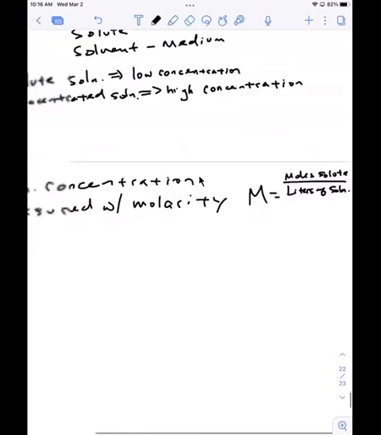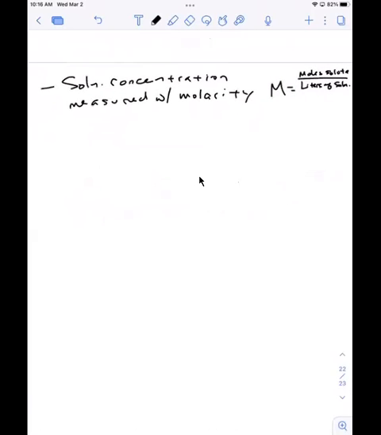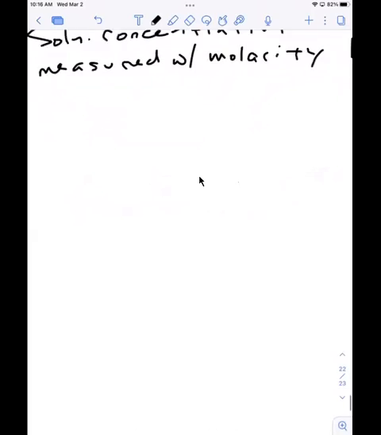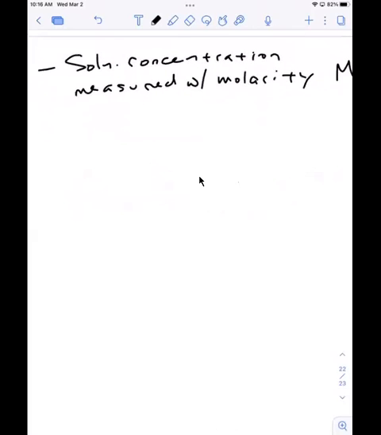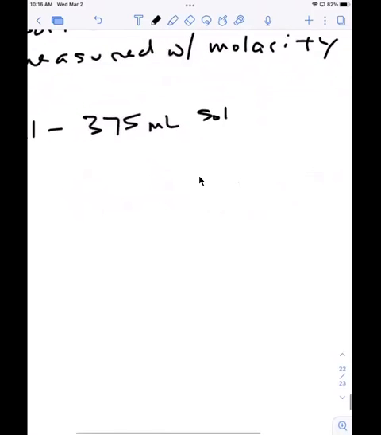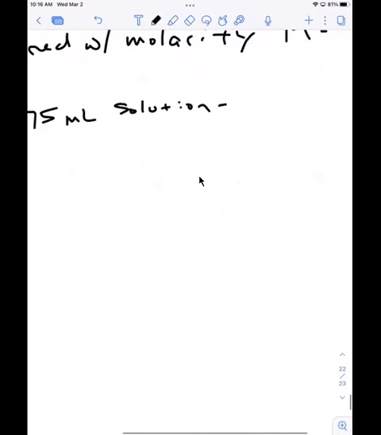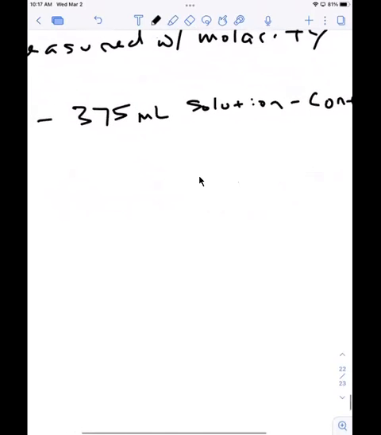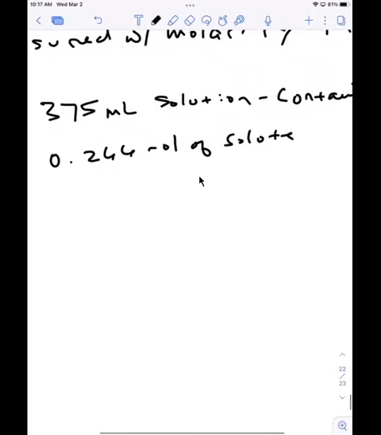All right. So let's just jump right in and do some examples. And this is going to help us with thinking through these calculations as well. If we have, let's say, a 375 milliliter solution and it contains 0.266 moles of solute. All right. And the question is, what is the concentration?